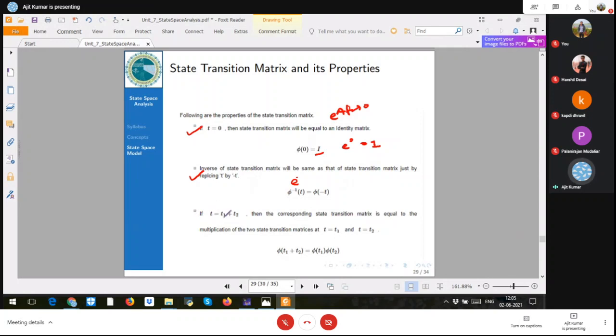And when t equals t1 plus t2, then the corresponding state transition matrix will be equal to the multiplication of the two state transition matrices at t1 and t2. What does it mean? It is very easy: e to the power A(t1 plus t2), you can always write as e to the power A t1 times e to the power A t2, which is your phi t1, and this becomes phi t2. It is a simple calculation. So this is another property where you can write phi of t1 plus t2 equals phi of t1 times phi of t2. This is your third property.